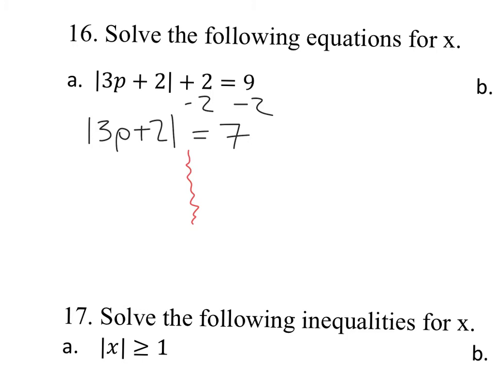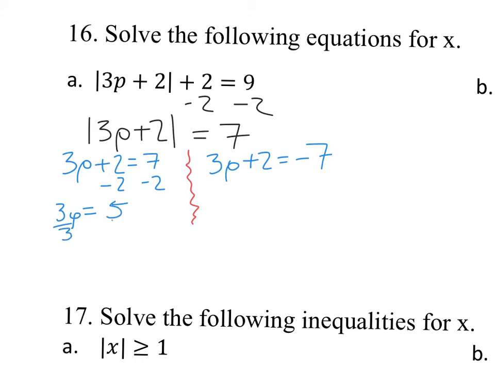No, you're good. We have 3p plus 2 equals 7. There you go. Remember, you got to look at it from both sides, both the positive and the negative. Okay? Now, let's go ahead and subtract that 2. So subtracting the 2 on either side, what's 7 minus 2?